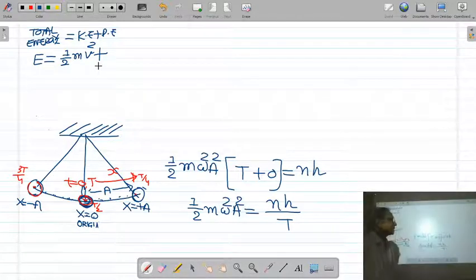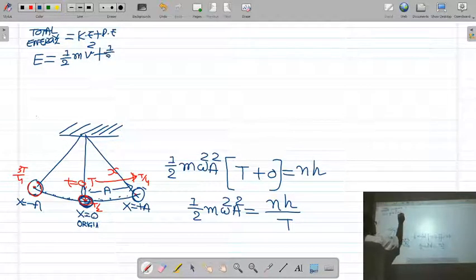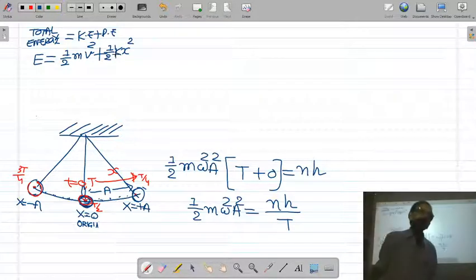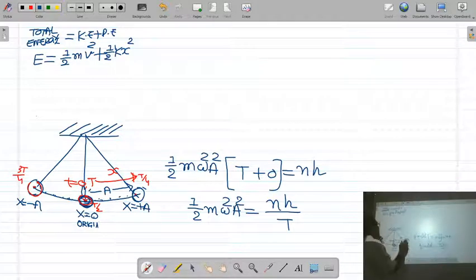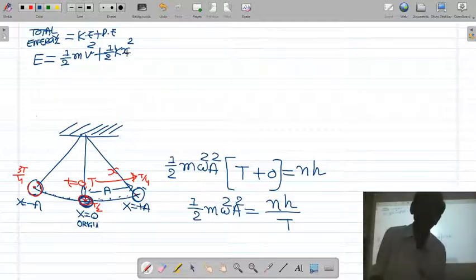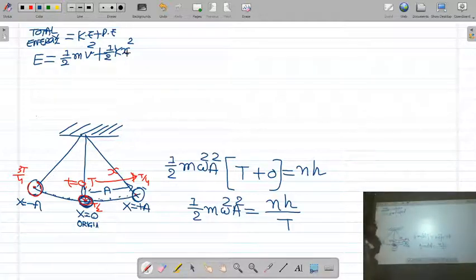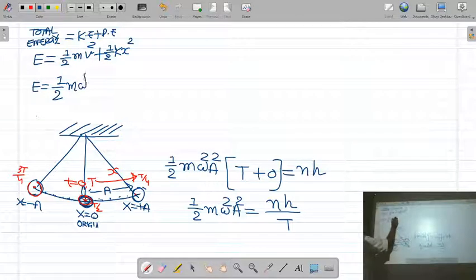The total energy of the oscillator is defined as the sum of the kinetic energy, half mv square, plus the potential energy, half kx square. If you put the value of x here, what is the displacement of the oscillator? A sin omega t. And if you put the value of velocity, what is the velocity of the oscillator? dx by dt, that is a omega cos omega t. Calculate, and you will get the total energy of the oscillator as 1 by 2 m omega square a square.